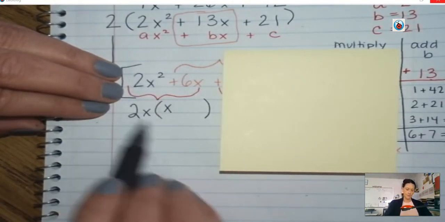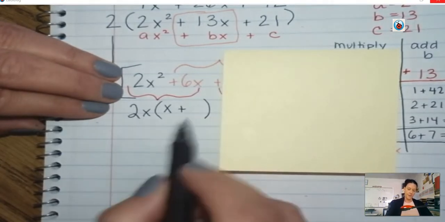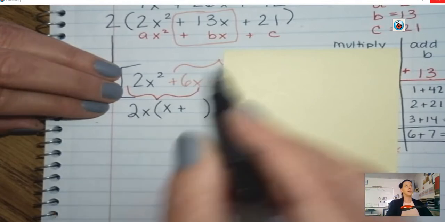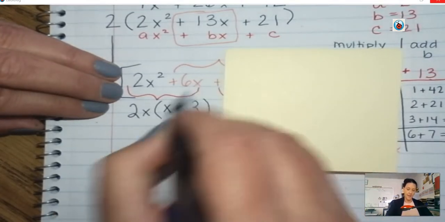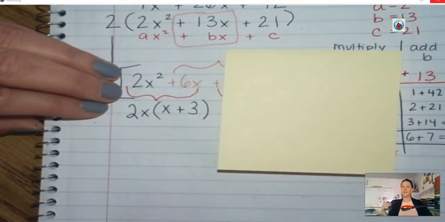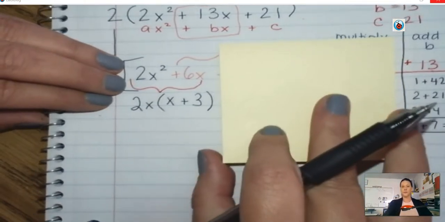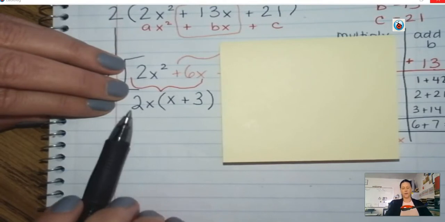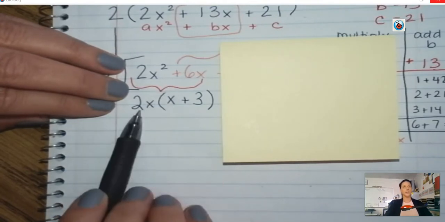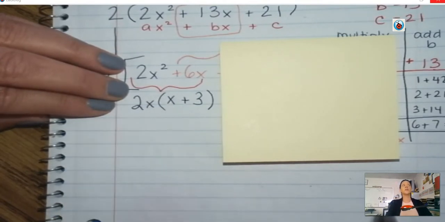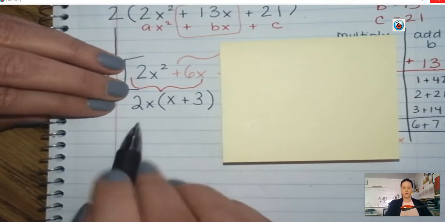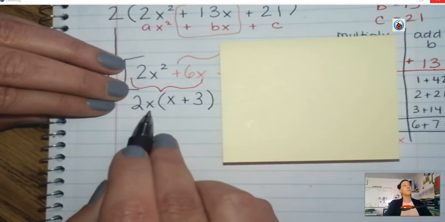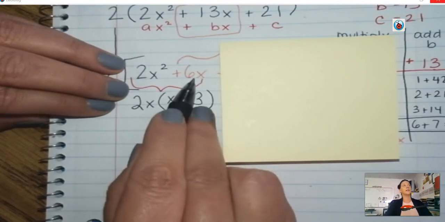Okay, now 2x times something is 6x. So 6 divided by 2 is 3. X divided by x, I've already pulled the x out, so there's no x left. So we've pulled out the greatest common factor. Now if I do 2x times x, I get 2x squared, and then 2x times 3 is 6x.